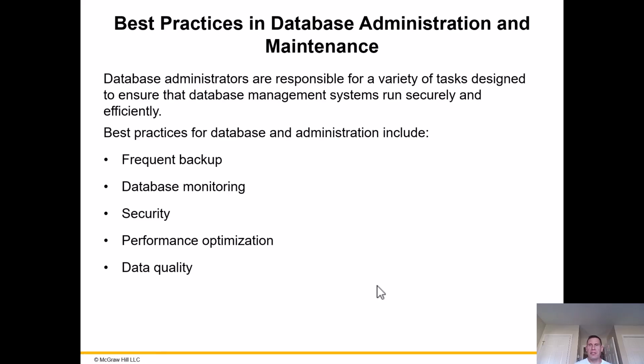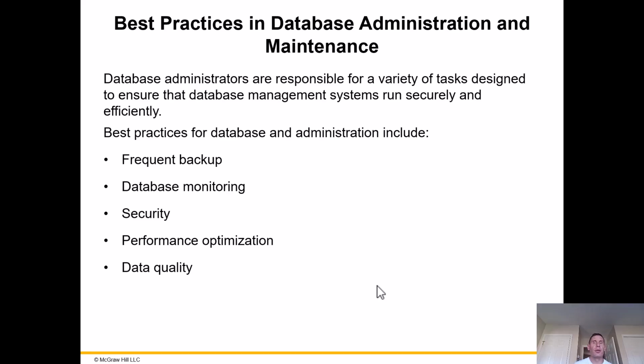And finally, best practices in database administration and maintenance. Database administrators are responsible for a variety of tasks designed to ensure that database management systems run securely and efficiently. Best practices for database administration include, obviously, number one, frequently backing it up. Number two, database monitoring. Number three, security, making sure no one's hacking the database, no unauthorized intrusions, etc. Number four, performance optimization. And finally, number five, data quality.